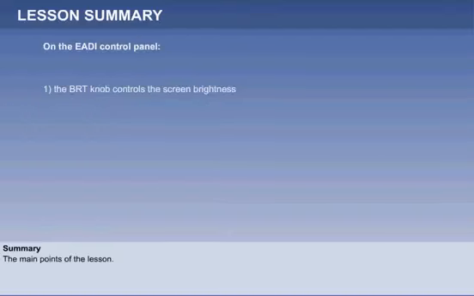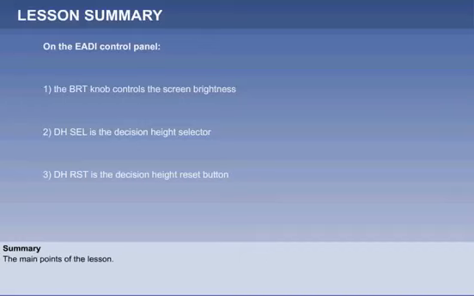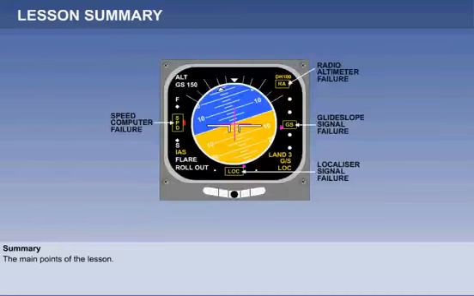On the EADI control panel, the BRT knob controls the screen brightness. DH cell is the decision height selector. DHRST is the decision height reset button. DHREF is the decision height reference indicator. In the event of an input failure, there is a warning flag display system.